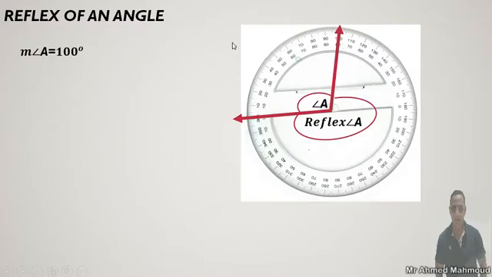The sum here is what? It is 360. 360 minus the measure of A minus the 100 degrees equals what? Equals 260 degrees. Okay, then if he gives us an angle and he needs the measure of the reflex of this angle, we are going to use this rule: 360 minus the angle.